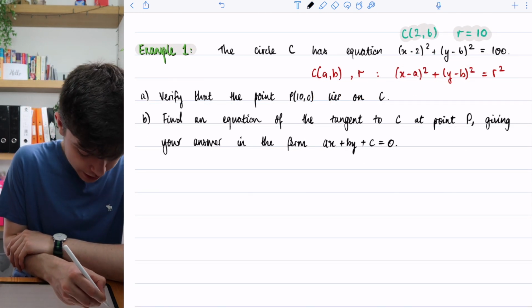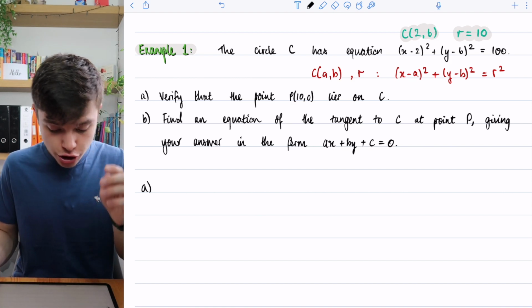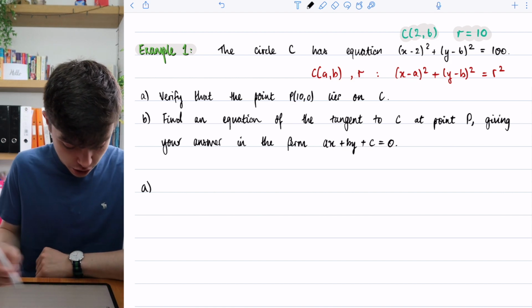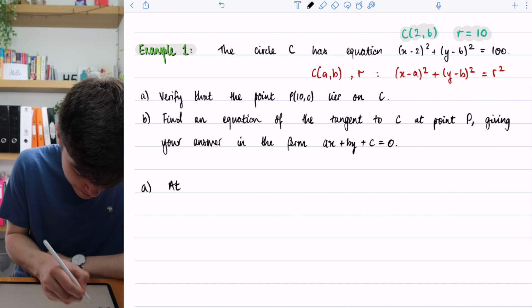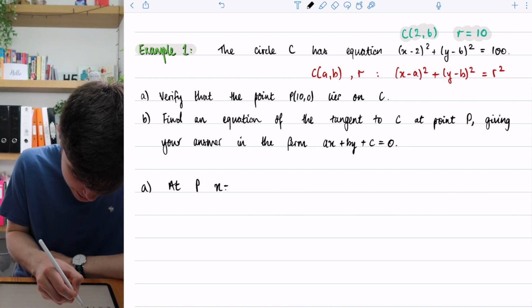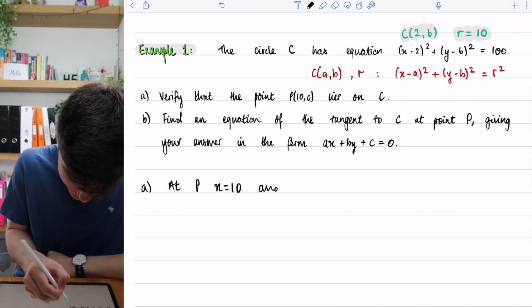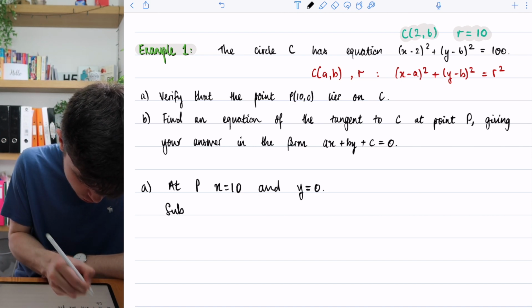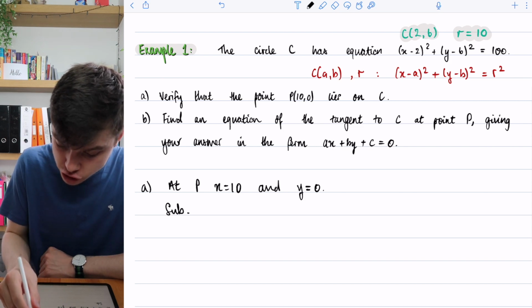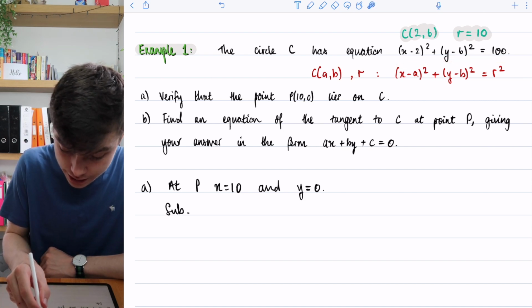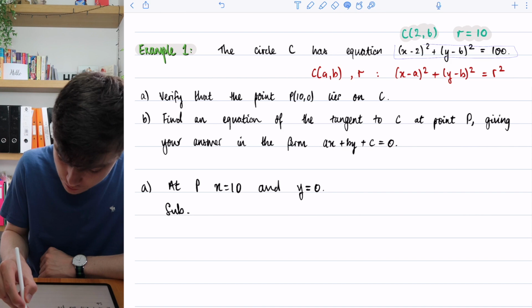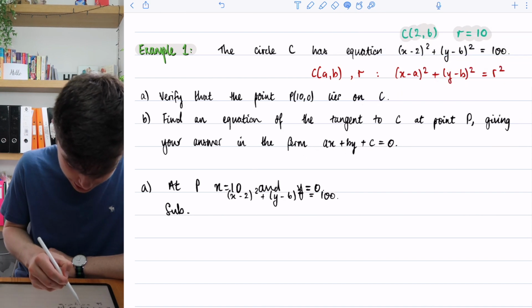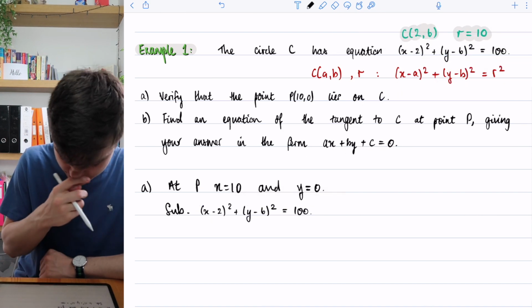Okay, let's see what we can do here. So all I'm going to do is substitute P into the equation. At P, we can clearly see x is 10 and y is 0. So let's substitute that in, and I'll just write "sub". I'm going to substitute into here, and I'll just duplicate that down here. So we're substituting into there.